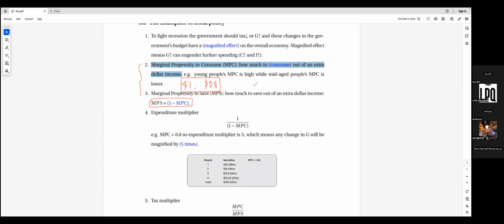Okay, once again, let's repeat how you interpret what 0.8 means. That means people in Vancouver, when they make one more dollar of extra income, will increase their consumption by 80% of this one more dollar. So that is 80 cents. And if people spend 80 cents, that means people save 20% of that one more dollar of extra income. So MPS equals one minus MPC. Okay, this is our second step.